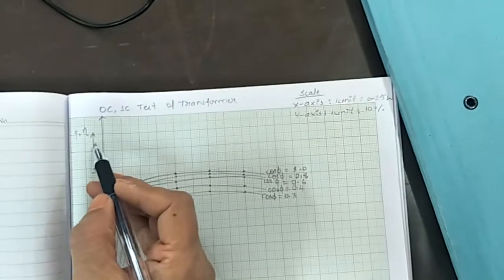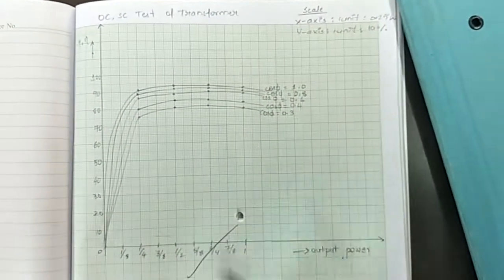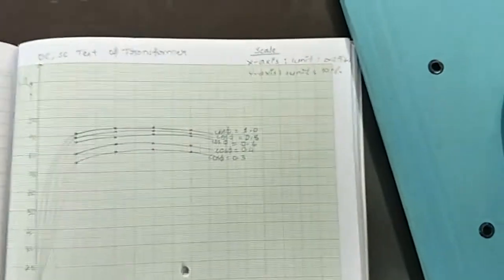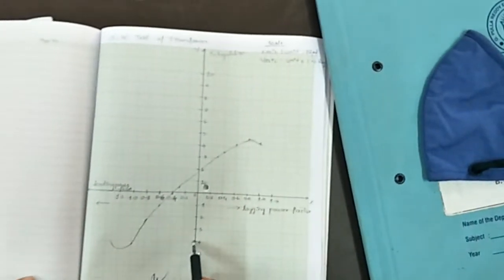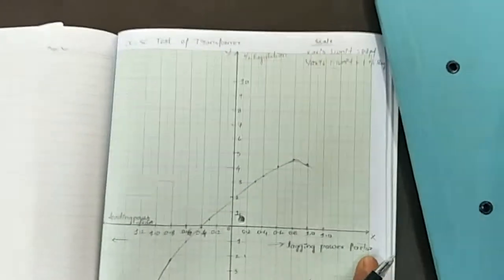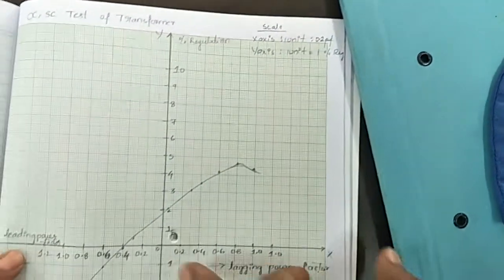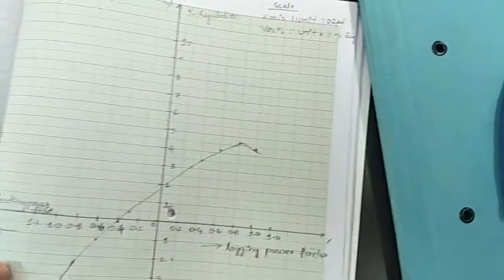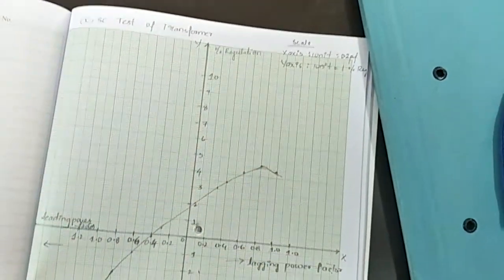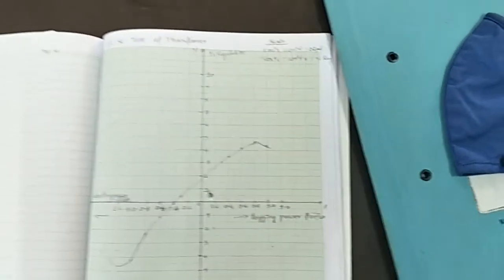So this is how the graph is obtained by considering the y-axis as efficiency and the x-axis as output power. For different values of power factor, the graph is plotted. And this is the graph obtained for regulation versus power factor. Lagging power factor is considered on the positive x-axis and leading power factor values on the negative x-axis. And this is the regulation on the y-axis, so the graph is plotted here.